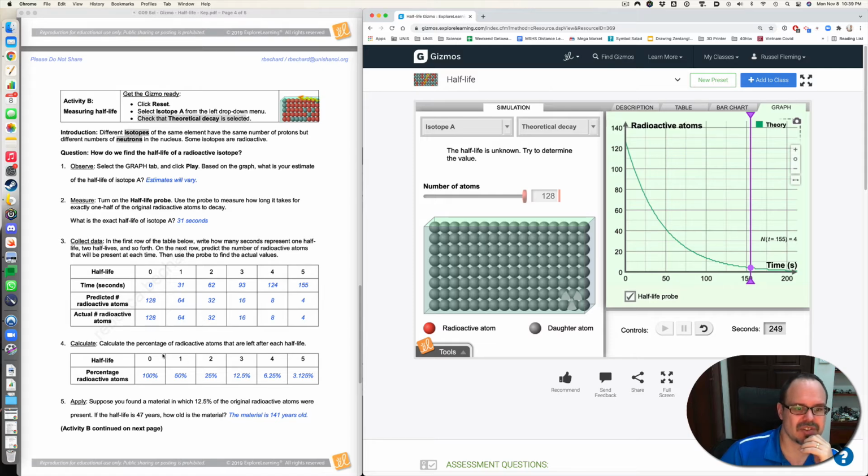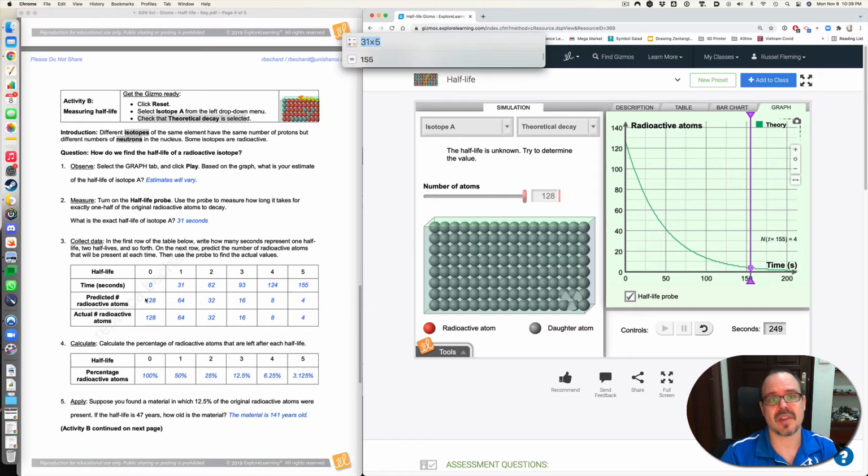Now we need to calculate the percent that's left after each half-life. So how they did this is first there is 100. Then there is 64 left of 128, and that is 50. I'll do some on the calculator for these other ones. Then we had 32 of them out of 128, and we see that is 0.25 or 25%. Then we have 16, and we get 12.5%.